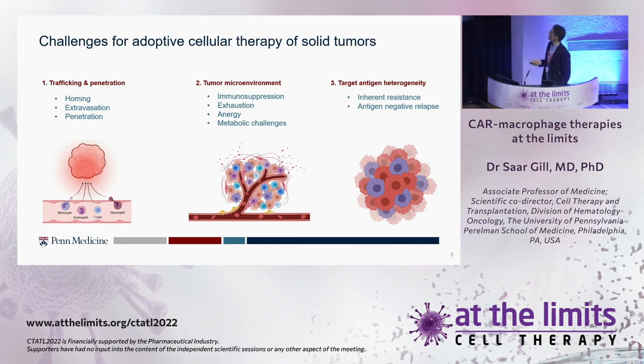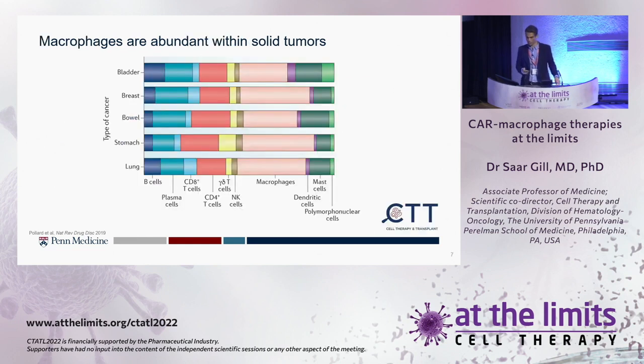Target antigen heterogeneity in solid tumors, and the discovery increasingly of the frequency with which we see antigen-negative relapses even in hematologic malignancies. This figure was published quite a long time ago, and in fact the reference is from a review of it, but I wanted to start from a high-level overview of what immune cells exist within the tumor microenvironment.